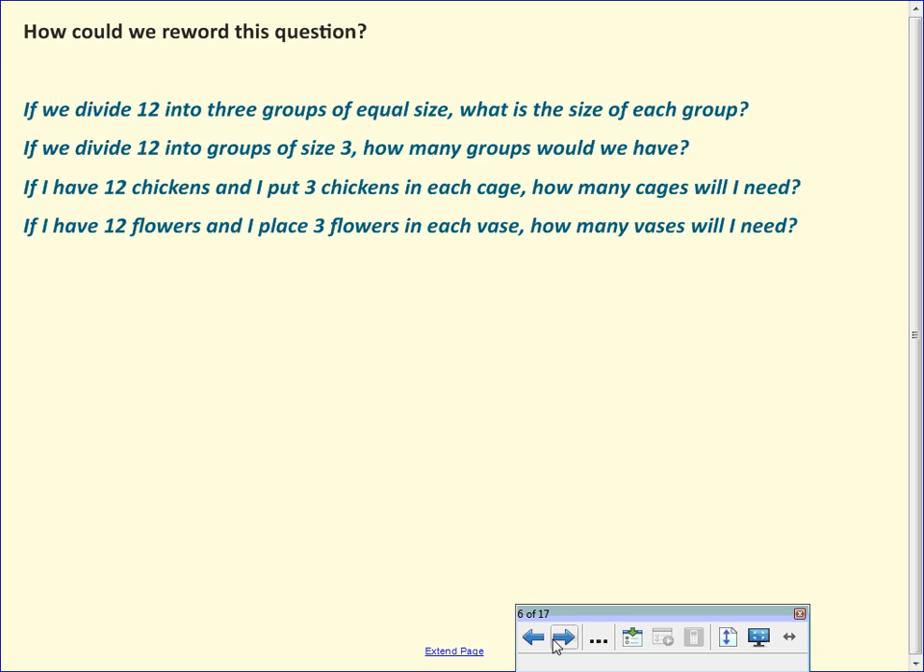And how could we word that? Well, we could say we divided 12 into 3 groups of equal size. So what's the size of each group? Or if we divide 12 into groups of size 3, how many groups would we have? So those are different ways. You just have to copy down the first 2. The last 2 are just examples of how you could word it. If I have 12 chickens and I put 3 chickens in each cage, how many cages will I need? And if I have 12 flowers and I place 3 flowers in each vase, how many vases will I need?